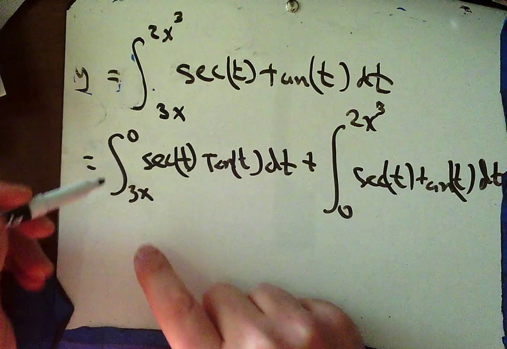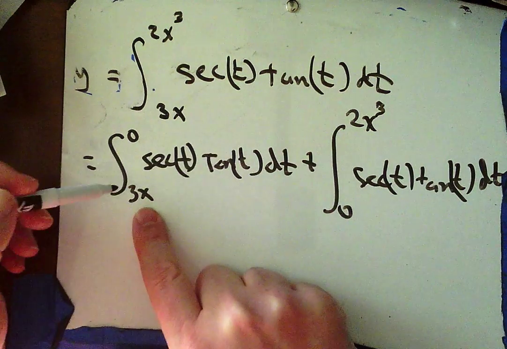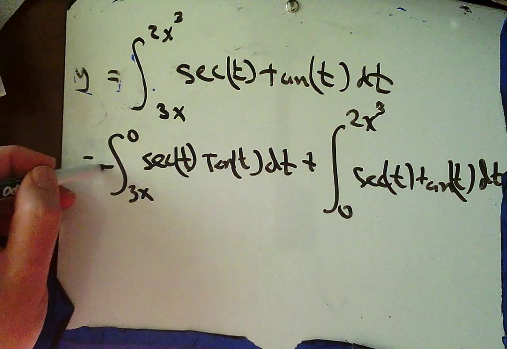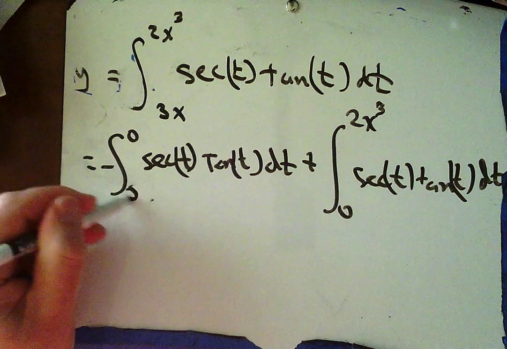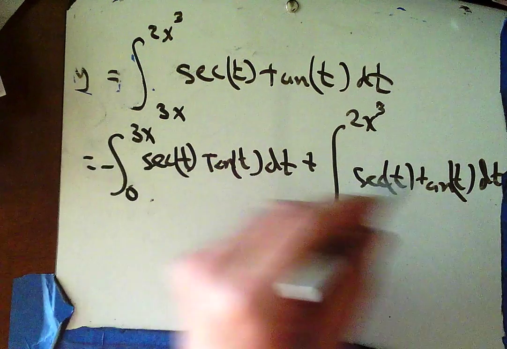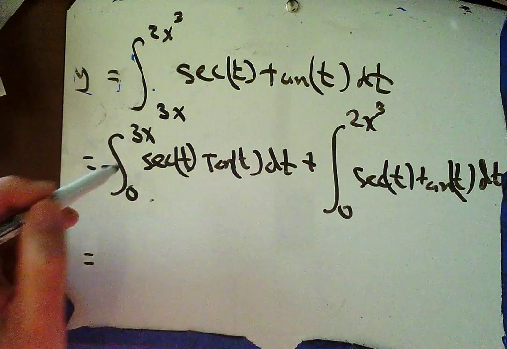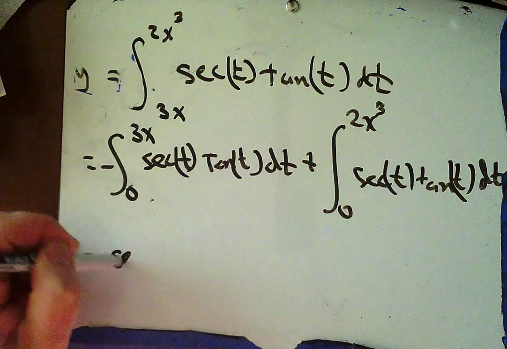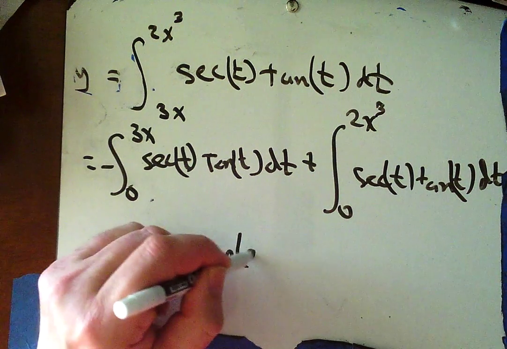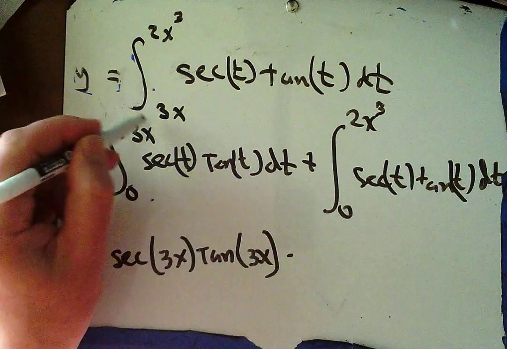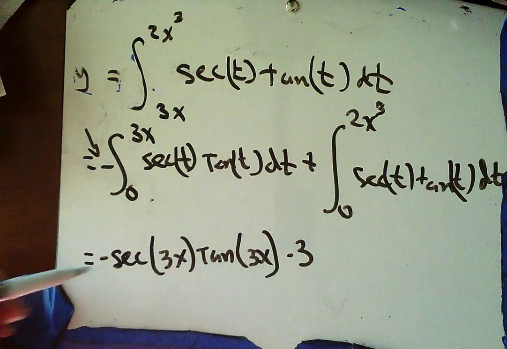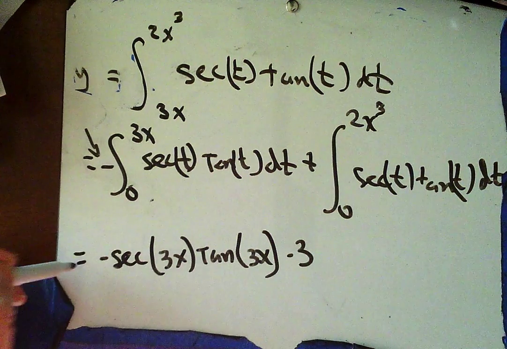Going to my variable of differentiation, but I don't have that here. So I think I need to pull out a negative and flip my bounds. So now when I take the derivative here, it's going to be secant 3x tangent 3x times the derivative here. Don't lose that negative. And one other thing.